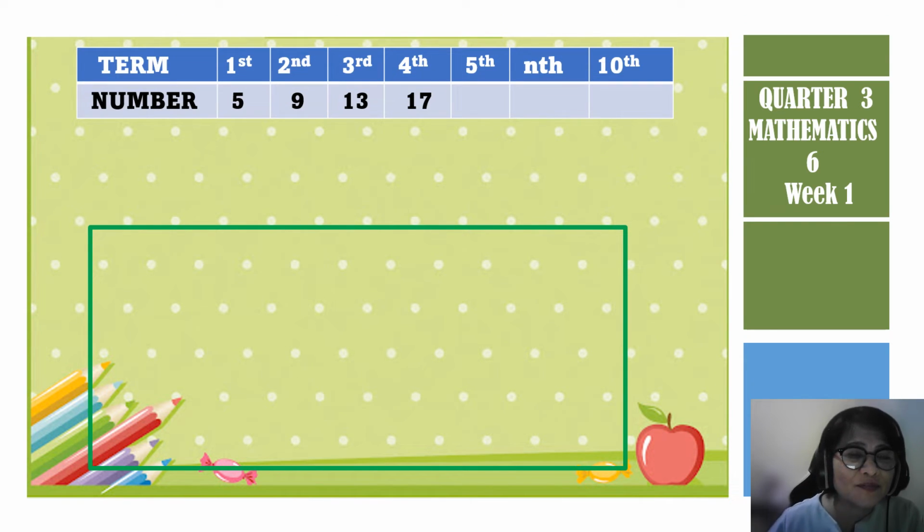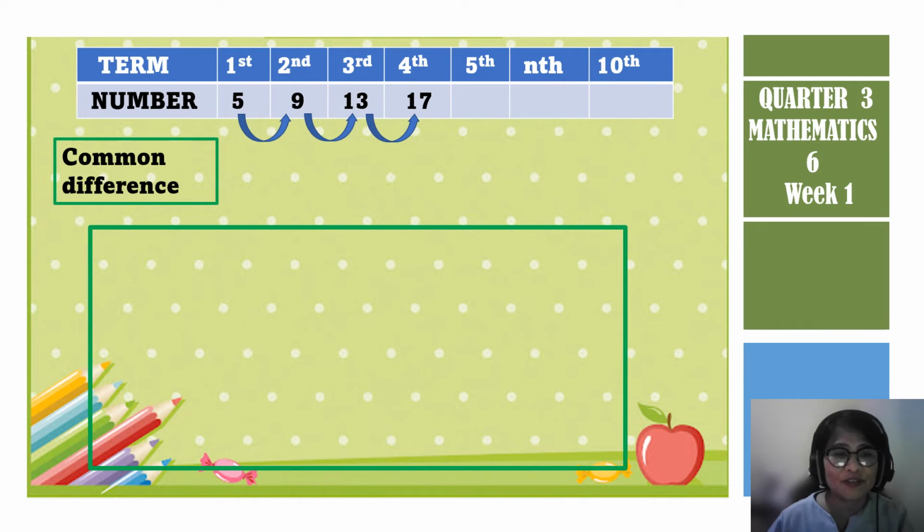So, we have our terms: first, second, third, fourth, and fifth. And we're going to look for the nth term and the 10th term. The sequence is 5, 9, 13, and 17. We are in ascending order, and we are going to look for the common difference.